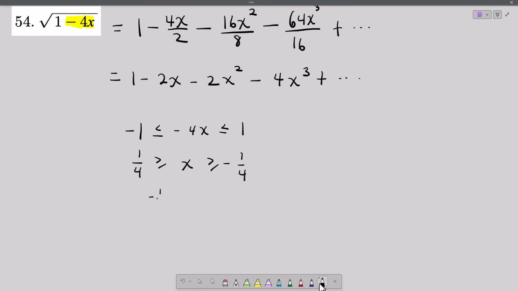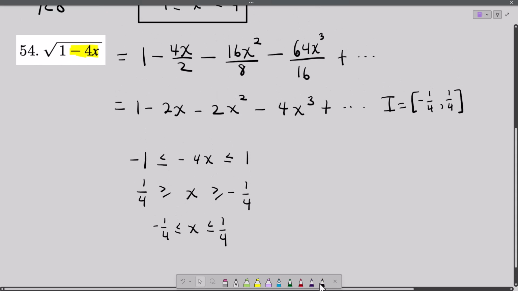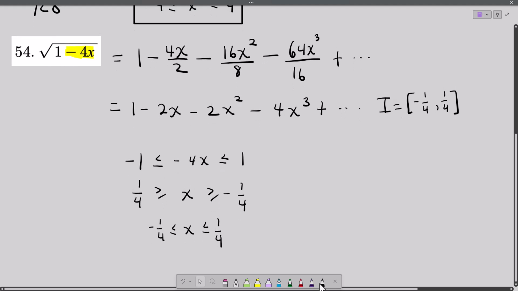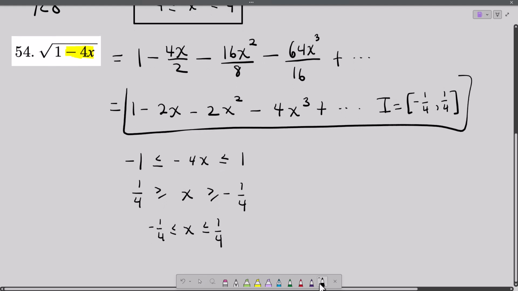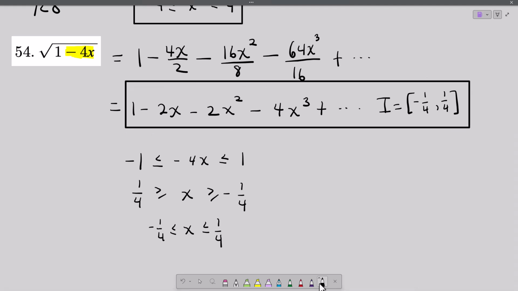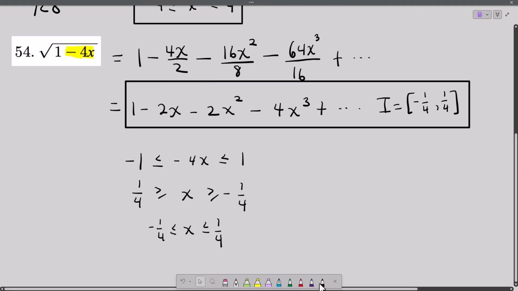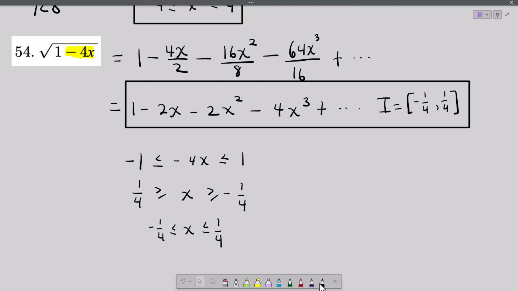But that really is the same thing as this, which is a little more readable. So that will be our interval of convergence. You can write it in inequality form, or you could write it in interval form also, doesn't matter. So there is our series with its interval of convergence. Okay, so binomial series.